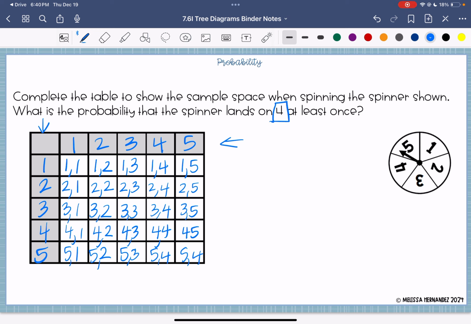And so sometimes you'll have problems like this, and it'll be dice, and it'll say the sum of, greater than 10 or whatever. And so you would add and whatnot. So just to kind of give you a heads up. It says 4 at least once. So this one has at least 1 four. That's all you're doing. You're just looking for the ones that have at least a 4 one time. It can be 1 four. It could be 2 fours.